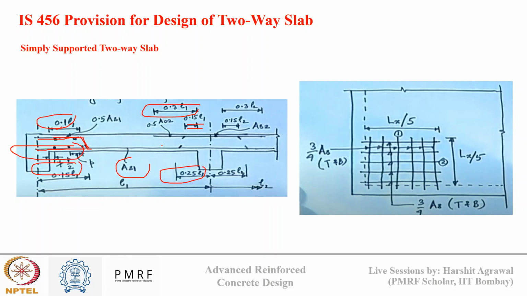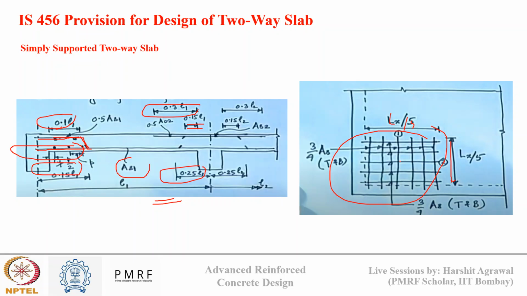Okay, so this diagram just shows a basic cross sectional view of how reinforcement distribution is done. And for torsion, the code says that we need to provide mesh reinforcement near the corner as shown in this figure, within a distance L by 5 in both the directions. So L by 5 in both directions. Within that distance from the corners, we need to provide mesh reinforcement.